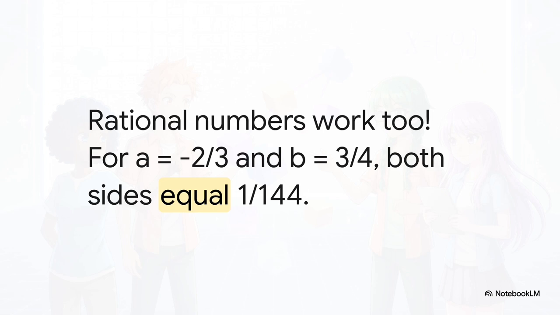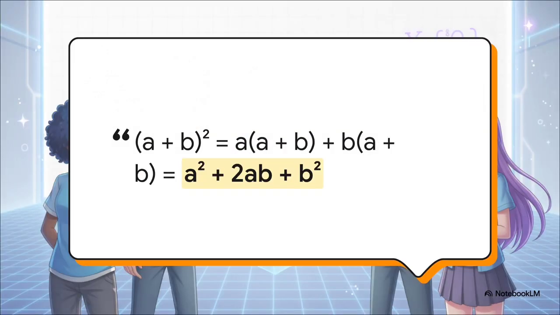No exceptions. And the reason this works across all number types is cemented by the distributive property. As you can see right here, if you multiply the binomial A plus B by itself, you distribute the A to both terms, then you distribute the B to both terms, and finally you combine the results.